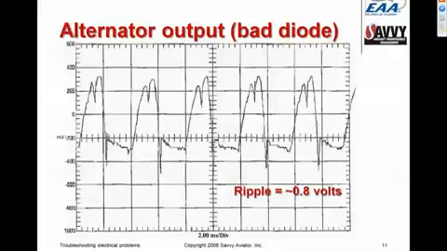If the bus voltage looks something like this, you can be absolutely sure that the problem is a bad diode in the alternator rectifier. And since the rectifier is internal to the alternator, basically the alternator is going to have to come off and either be sent out for repair or exchanged for another one.